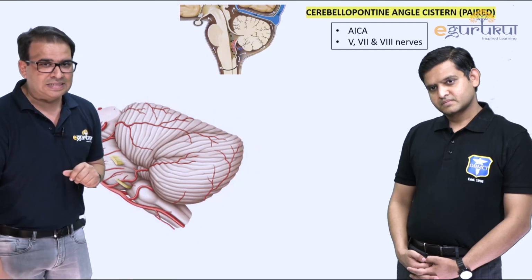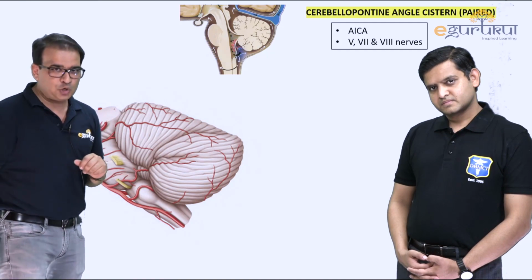Moving on, the next cistern is the one which connects the cisterna magna behind to the cistern in front, that is the prepontine cistern, and that is called the CP angle cistern or cerebellopontine angle cistern. It's a paired cistern, you can see it on both sides. This animated arrow shows how the cistern connects the cistern behind and the one in front. This cistern has the anterior inferior cerebellar artery, and we have the 5th, 7th and 8th nerves.